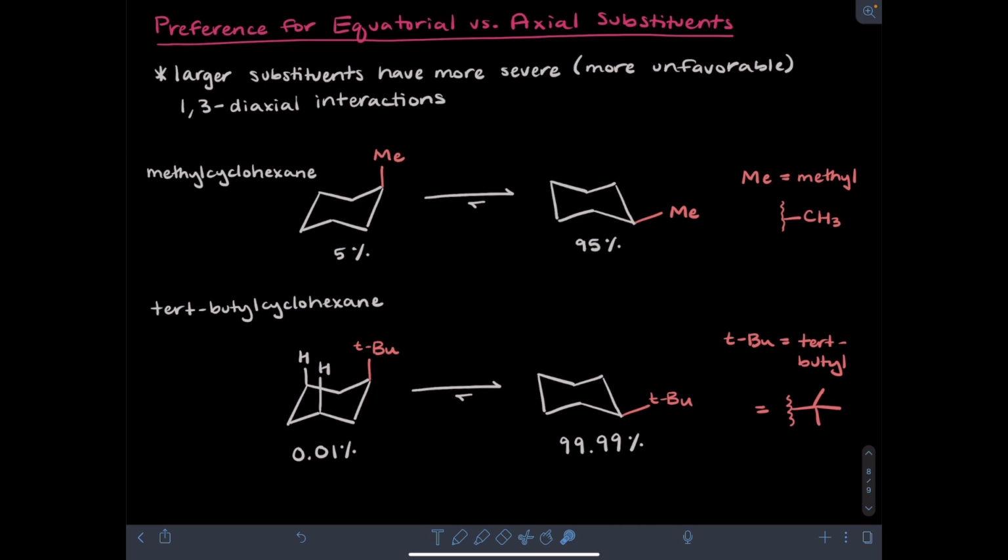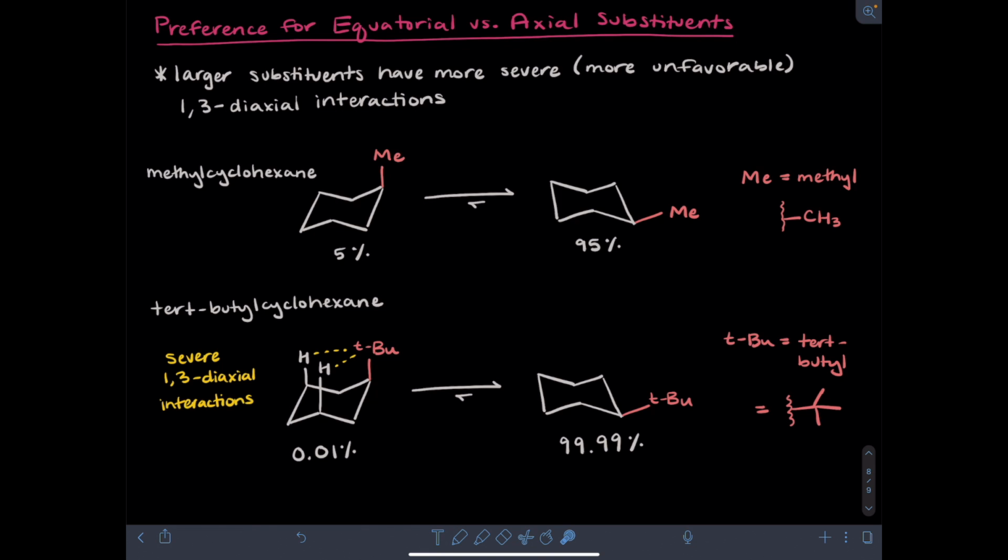Recall that a tert-butyl group is a branched 4-carbon substituent. Because the tert-butyl group is larger than a methyl, when it's in an axial position, it has more steric clashing with the hydrogens that are pointed up and axial as well. These more severe 1,3 diaxial interactions disfavor this axial conformation.